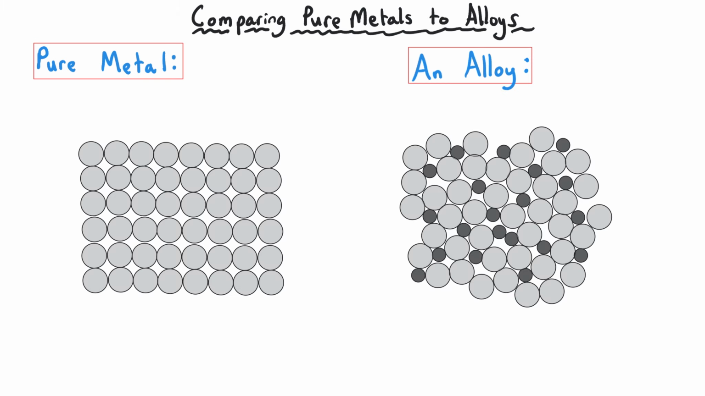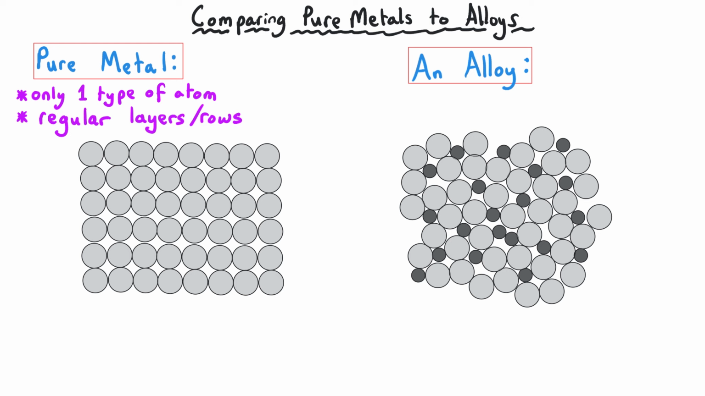To understand why pure metals have such different properties to the alloys that we can make from them, we need to look at the structure that they have. On the left-hand side here, we've got pure metals, and the pure metals you can see have only one type of atom. That's what we mean by pure. And as a result of this, these atoms of the metal are arranged in nice rows. And these rows are all very regular, and that's because all of the atoms are the same size.